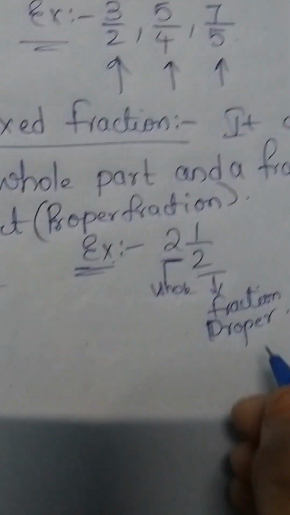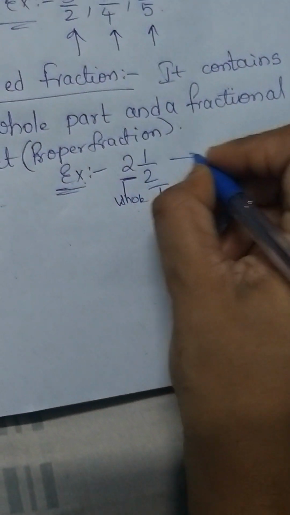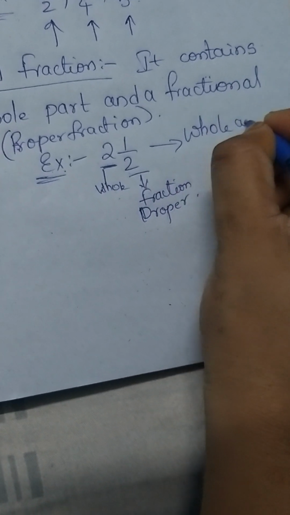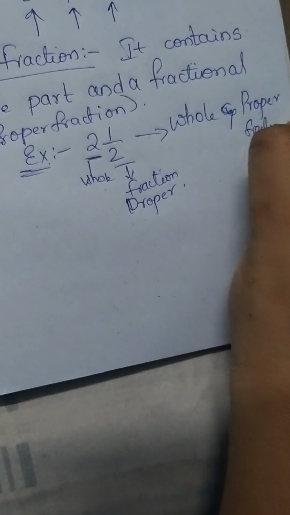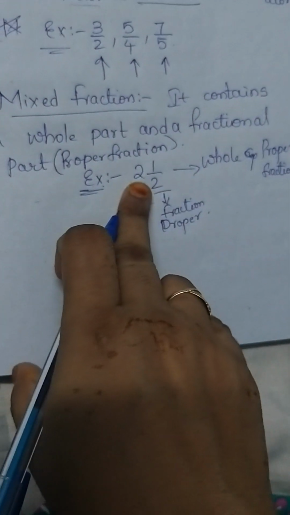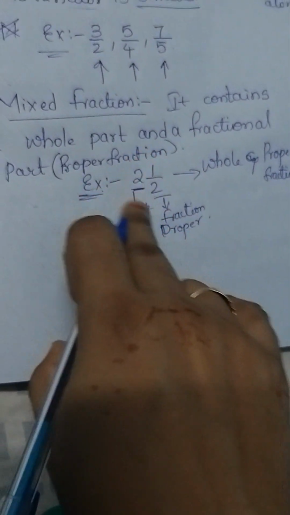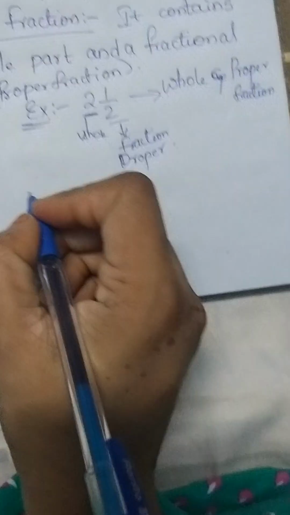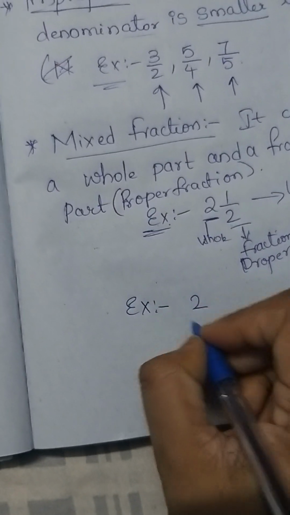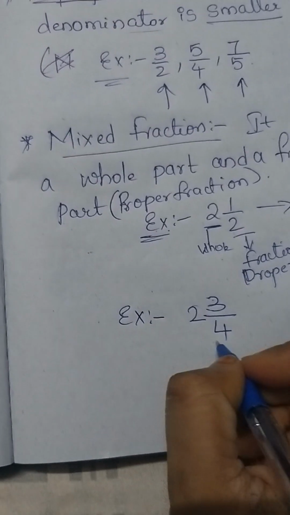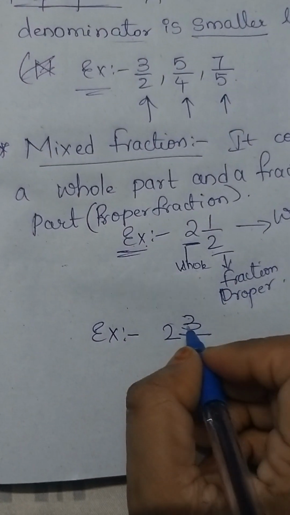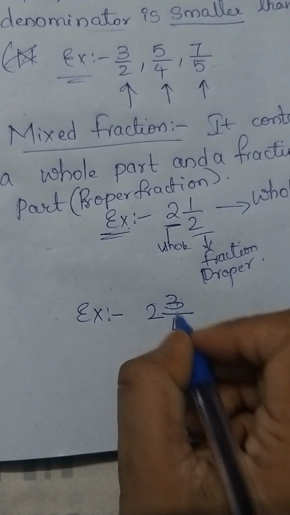Means a whole part and a proper fraction, a mixing of whole and proper fraction. So the combination of a whole part and a proper fraction becomes a mixed fraction. Another example, see here, children, 2 is the whole part and the fractional part is nothing but a proper fraction. The greater number must be in the denominator and the numerator must be small. So 3 by 4 is a proper fraction.